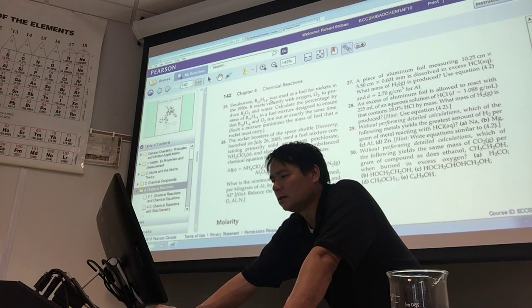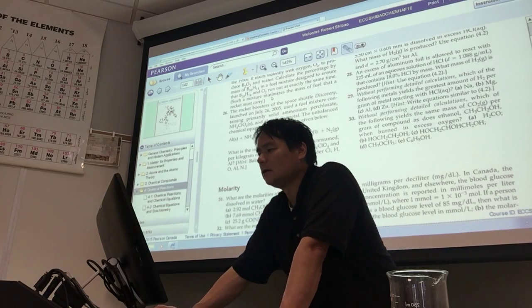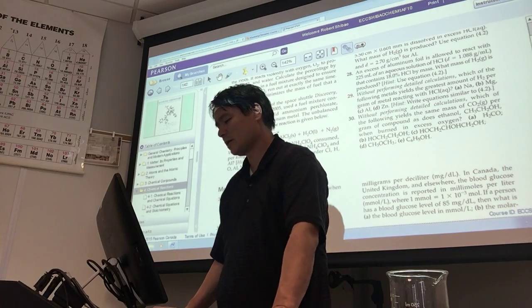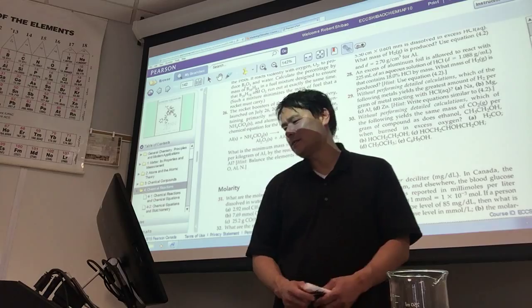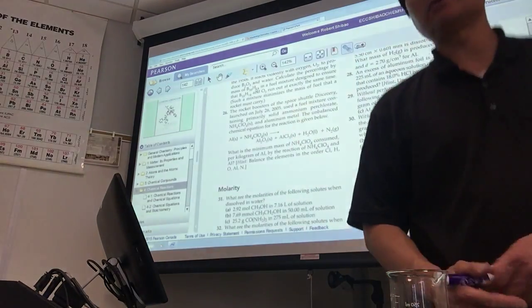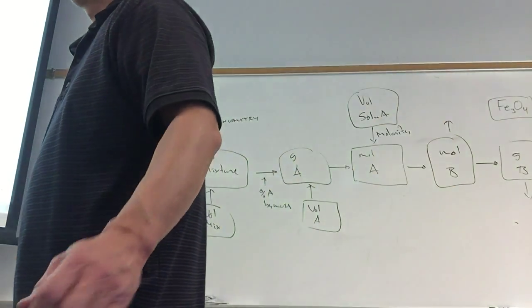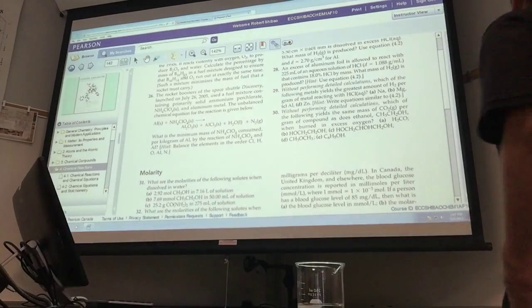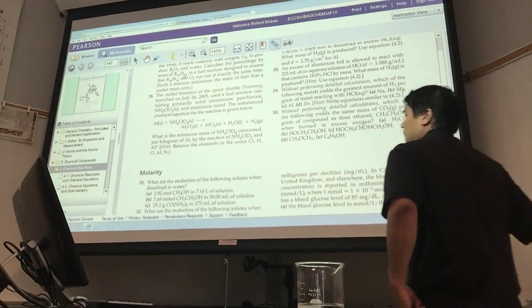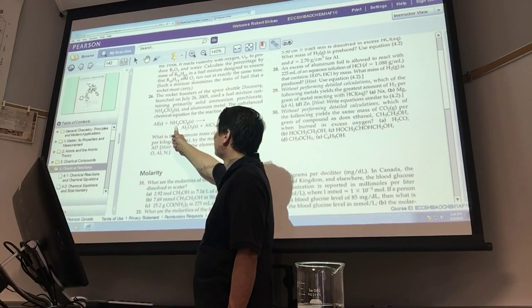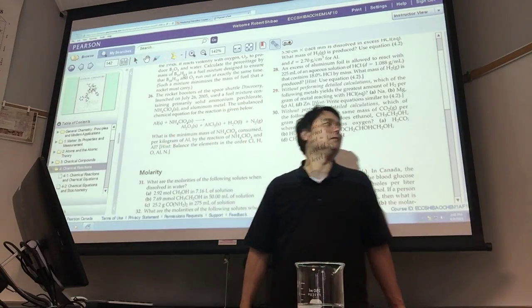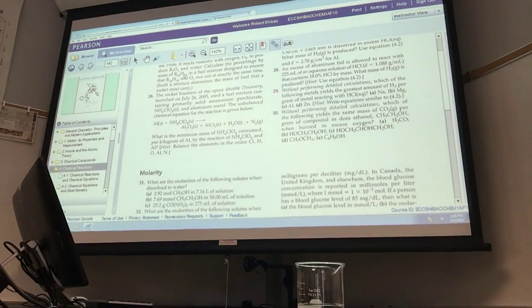Take a look at number 26. Number 26 is just a straightforward stoichiometry problem. But the reaction is kind of an interesting reaction. Aluminum metal plus, what's the name of this? NH4ClO4. What is it?